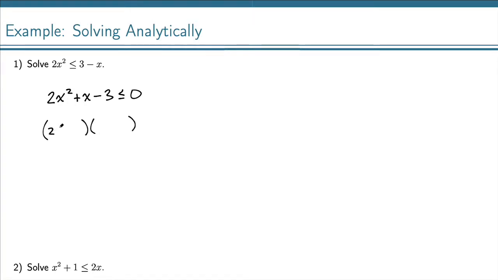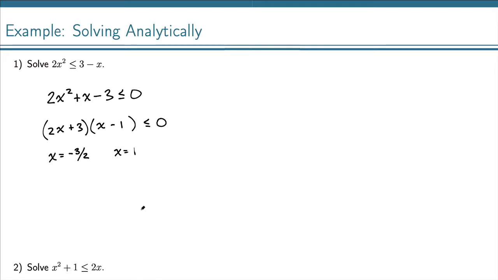This factors as a 2x and an x, and then we're going to have a minus 1 and a plus 3 here. And so we want that less than or equal to 0. And we set each of these factors equal to 0. We're going to get x equals negative 3/2, and we're going to get x equals 1.